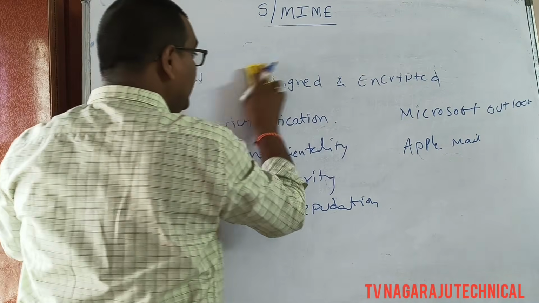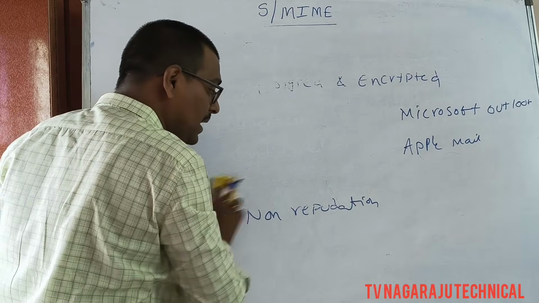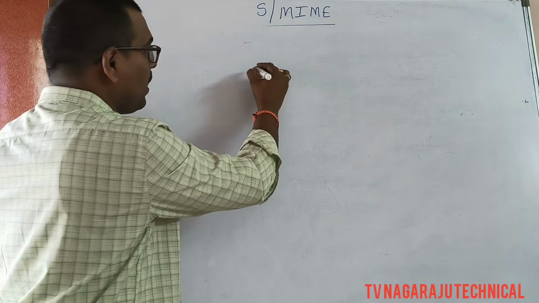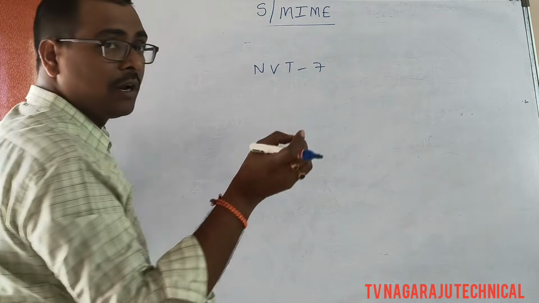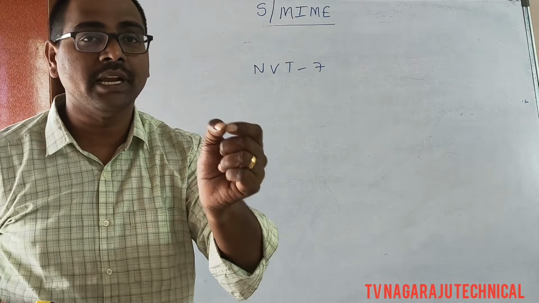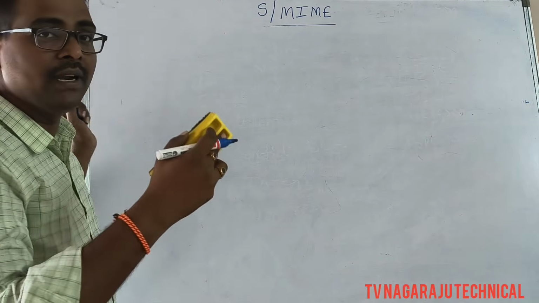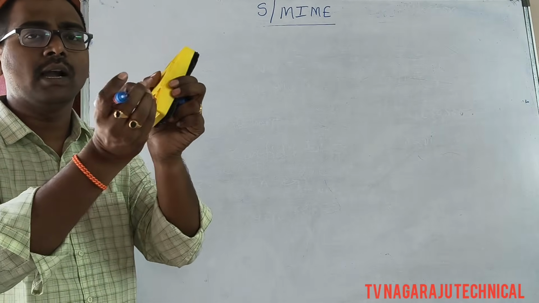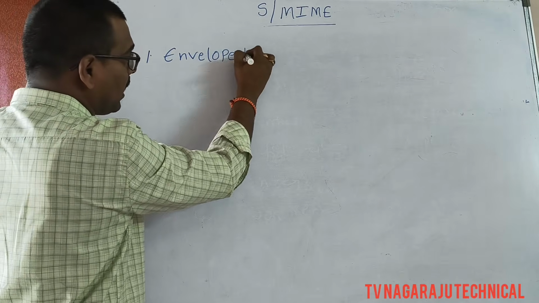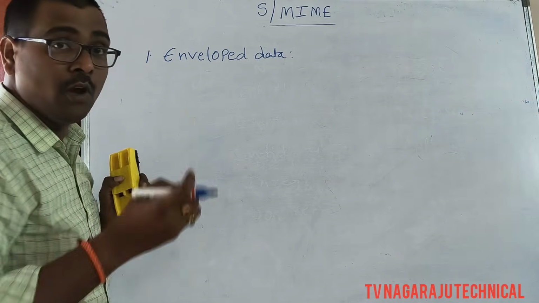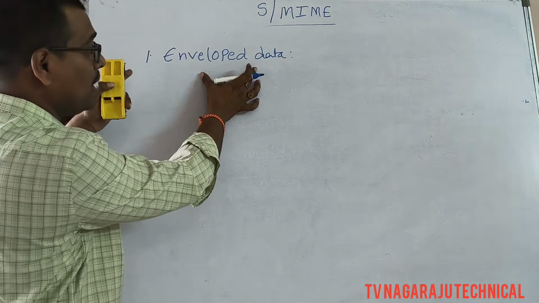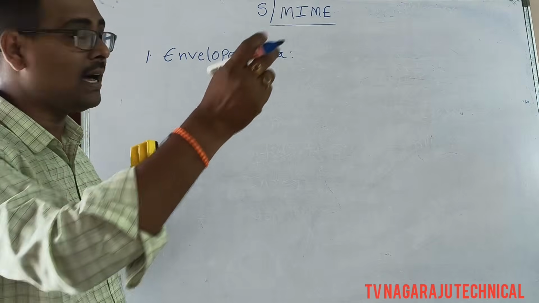Now, what are the different types of messages that are supported by SMIME? MIME only supports one format, that is NVT7 format, like ASCII. The messages must be converted into this format before sending. But SMIME supports different message formats, also called different SMIME functions. Those are enveloped data. As the name itself says, we encrypt the message before sending it to the receiver. Enveloped data means we are doing encryption on the message.